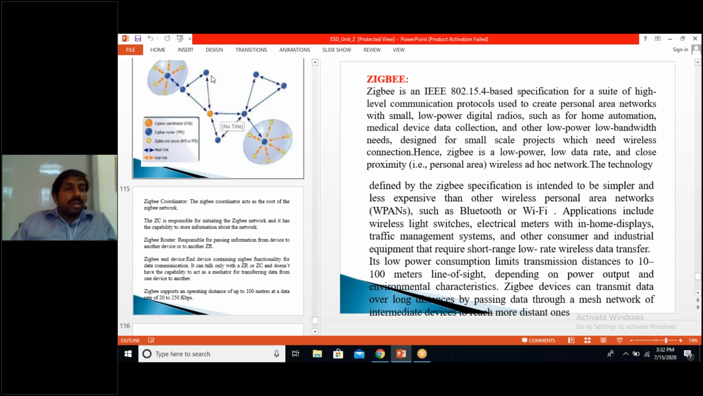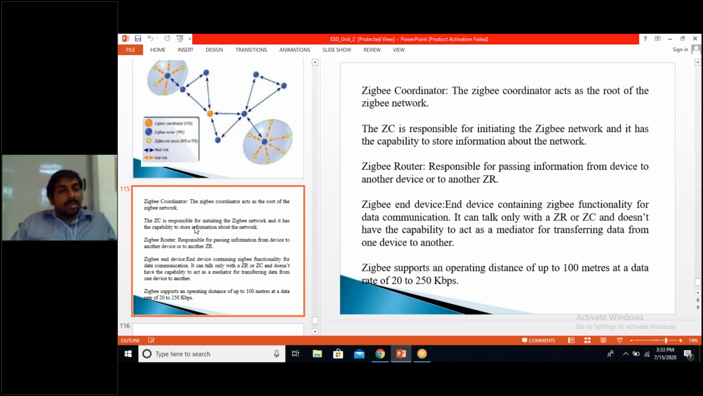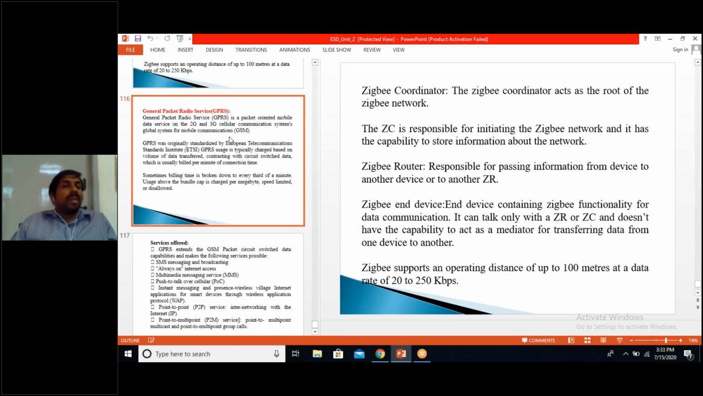So the Zigbee coordinator is connected to Zigbee routers. A Zigbee router connects one mesh network to another mesh network, and within each mesh network all devices, like Zigbee routers and the Zigbee coordinator, are connected by a mesh network. This mesh network connects one star network to another star network. The Zigbee coordinator acts as the root of the Zigbee network. It is responsible for initiating the network and has the capability to store information about the network. A Zigbee router is responsible for passing information from one device to another. An end device contains Zigbee functionality for data communication. It can talk only with a ZR or ZC. It does not have the capacity for mediating or transferring between one device and another. Zigbee supports an operating distance of 100 meters at a data rate of 20 to 250 kilobits per second.